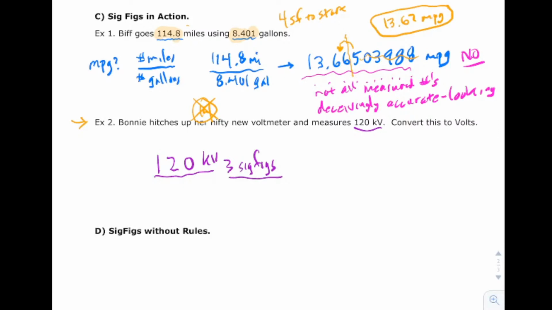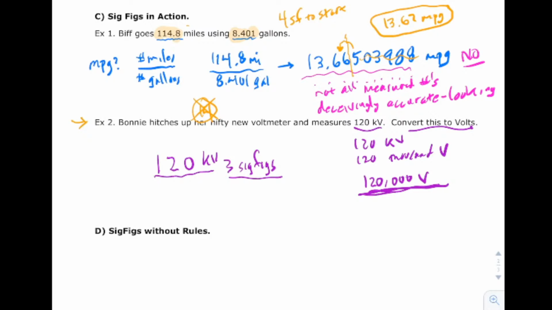The question says, hey, convert to volts. Well, it turns out a kilovolt is 1,000 volts. So instead of saying 120 kilovolts, you can say 120,000 volts, because kilo means 1,000. Let me write this a little bit more neatly. 120,000 volts. Now that's the correct conversion. 120 kilovolts is 120,000 volts.